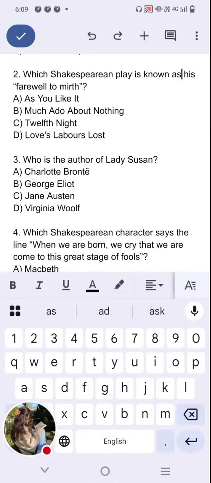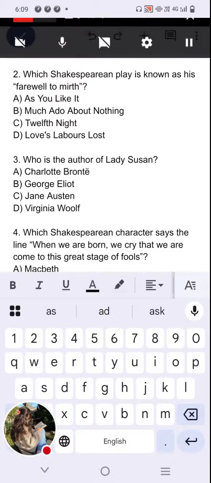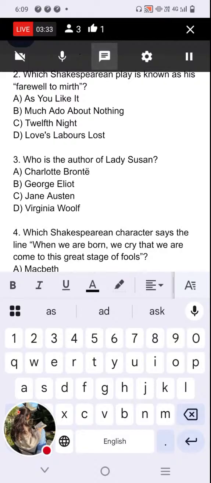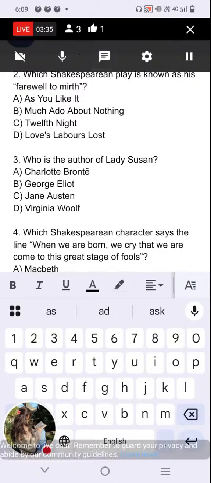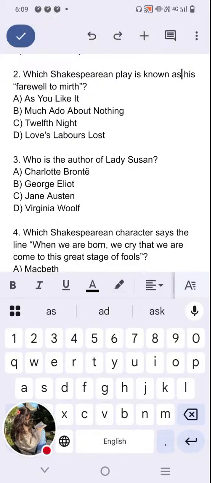Which do you think is the right answer? You can guess in the comment section. You can say the option, whichever you think is the right answer. Even if you don't know the right answer, it's completely fine.